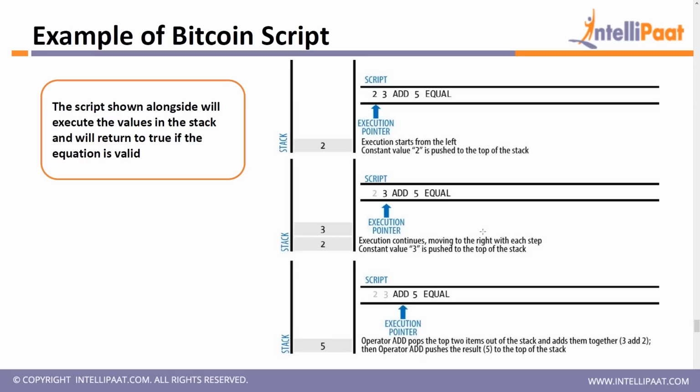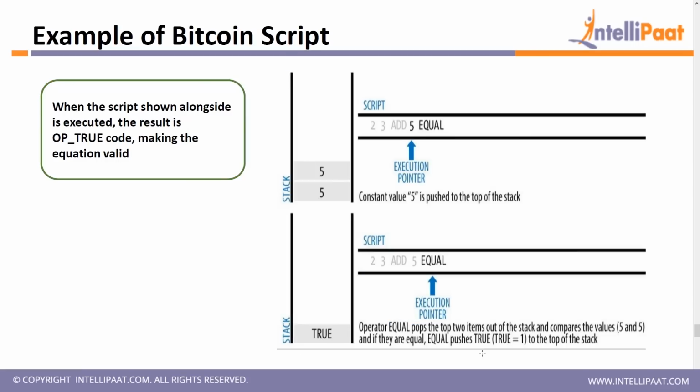You can clearly see that the stack data structure is used here in order to propagate the script execution. Then the add operation specifies adding the values. Operation add pops the top two items out of the stack, adds them together, and then pushes the result 5 onto the top of the stack. This is the syntax of this programming language that is used to calculate the value and propagate the transactions. When the script shown alongside is executed, the result is OP_TRUE, making the equation valid.